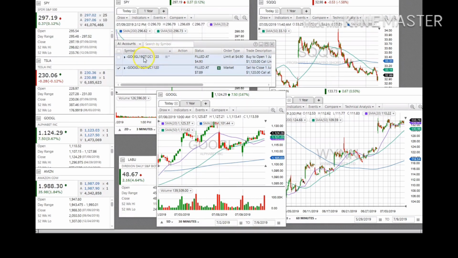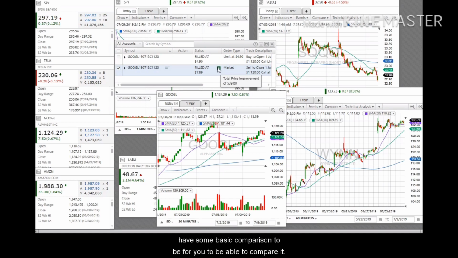I bought it at 4.90 and sold it for 7.89, a plus 61% profit. I had some questions because it only shows 4.90 and 7.89, not 490 or 789. This is options, so it's automatically times 100. So 4.9 is about 5 times 100, which is 500. This is how you trade oversold stocks.